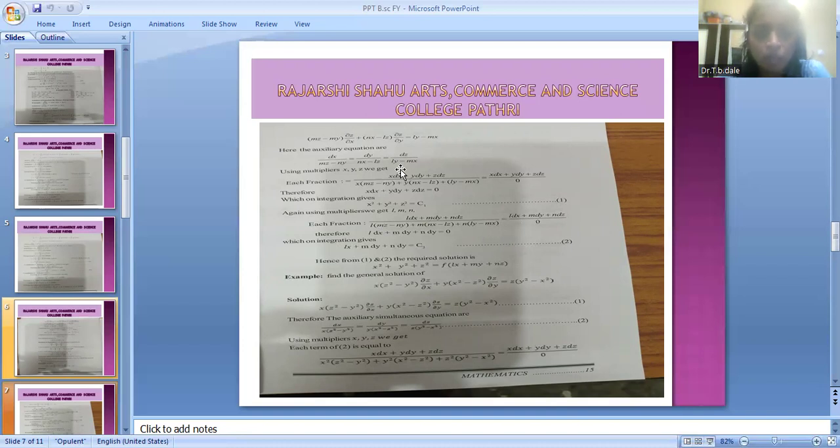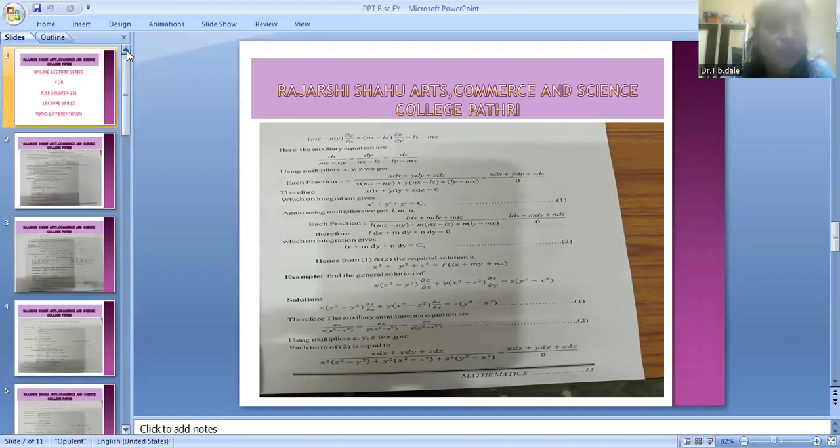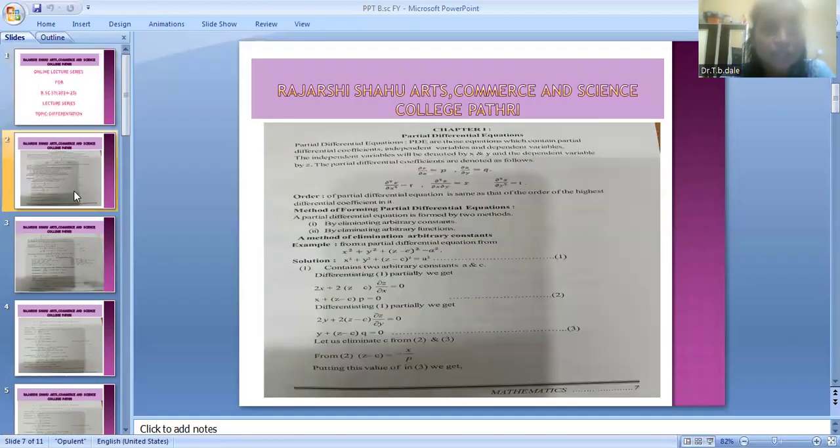Here we have seen the method of multipliers and the method of fractions, by eliminating arbitrary constants and eliminating arbitrary functions. In the next lecture, we will see examples of that.